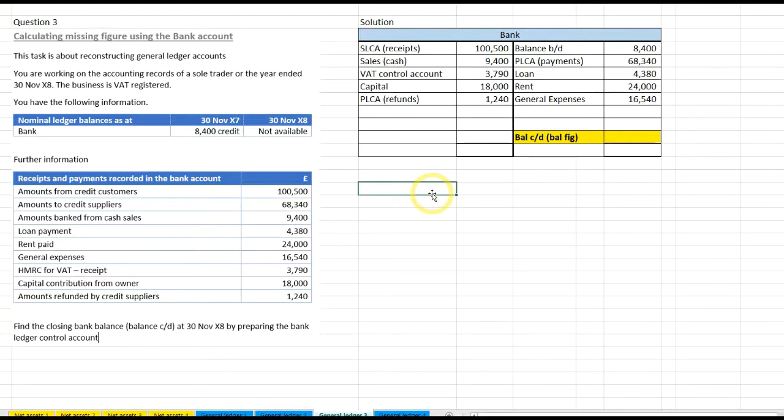Now it's just a simple case of balancing this account off. So let's just start by totaling up my columns, and then I'm going to balance off in the usual way by taking the lower amount from the higher amount. And then we have it. 11,270 is the answer to this question.